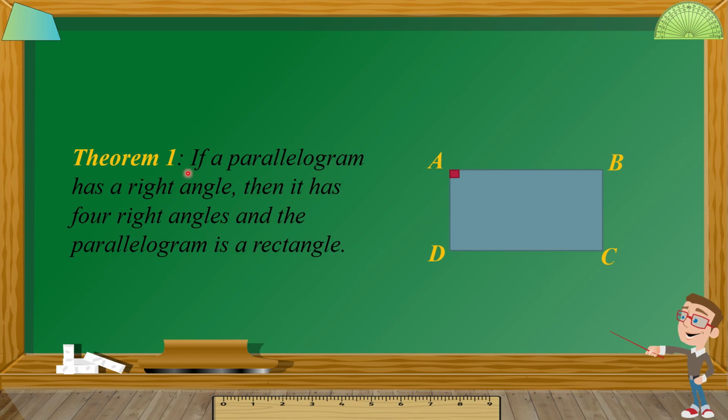So, theorem 1: if a parallelogram has a right angle, then it has 4 right angles and the parallelogram is a rectangle. So, given itong parallelogram ABCD at kapag may nakita daw tayong isang right angle, lahat daw ng mga angles na yan ay right angle na rin. Or when we say right angle, diba, it measures 90 degrees. So, kung 90 degrees yung isang angle, kahit hindi natin alam yung mga angle nito, then, by theorem 1, masasabi natin na ayan ay 90 degrees din. Lahat ng angles na yan ay 90 degrees.